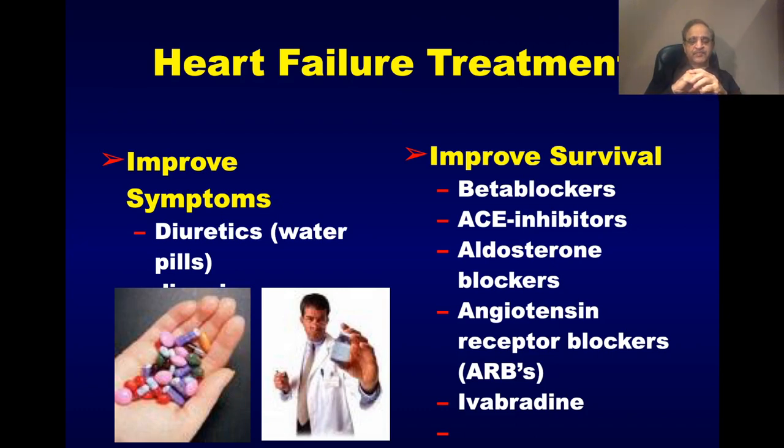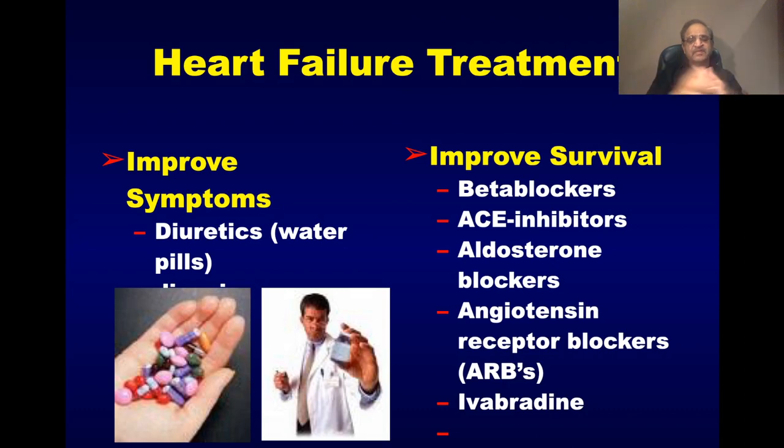A number of trials have shown that beta blockers like carvedilol and bisoprolol and metoprolol, when given in low dosage, improve survival in patients with heart failure. Of course, these drugs have to be started when the patient is in hospital for 2 or 3 days. The patient must be edema free, no chest crepitations, no raised JVP. The systolic blood pressure is more than 90 millimeter of mercury, and the pulse rate is more than 60 beats per minute. So these are the guidelines for starting beta blockers.